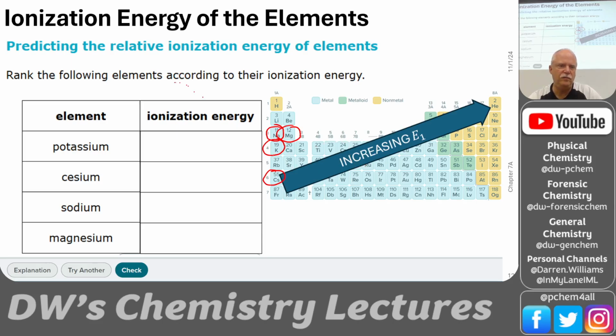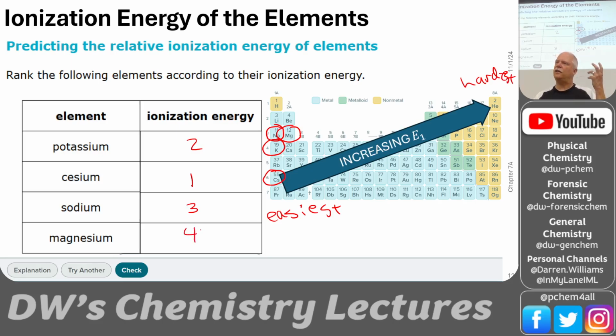So we want the easiest to ionize to be 1. Which of these is going to be the easiest to ionize? This is the hardest, and this is the easiest down here. So cesium is down in that corner, so it's going to be ionized first, or the easiest. So we'd be 1 there. And then going up, we see potassium. Do you see that? So potassium would be second. And then this says that sodium is easier to ionize than magnesium.